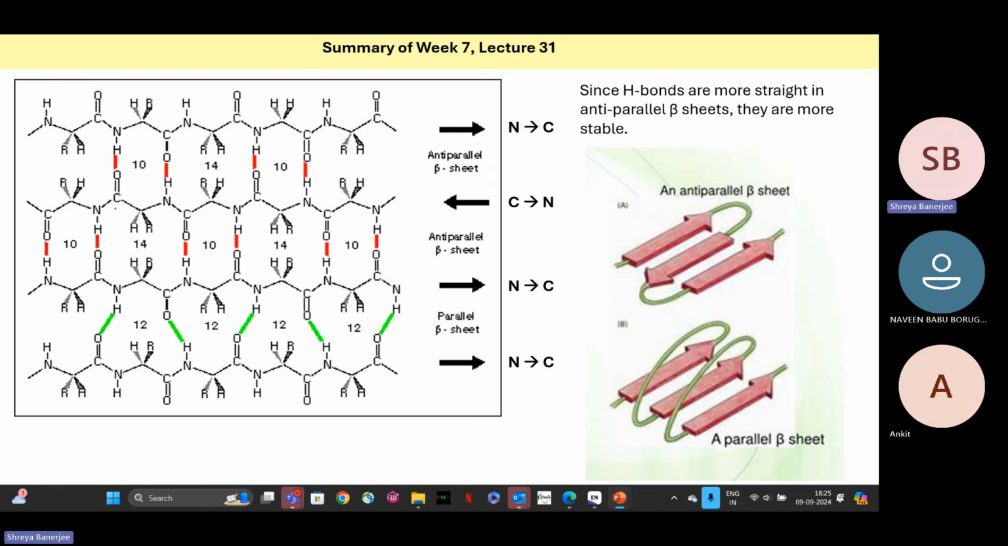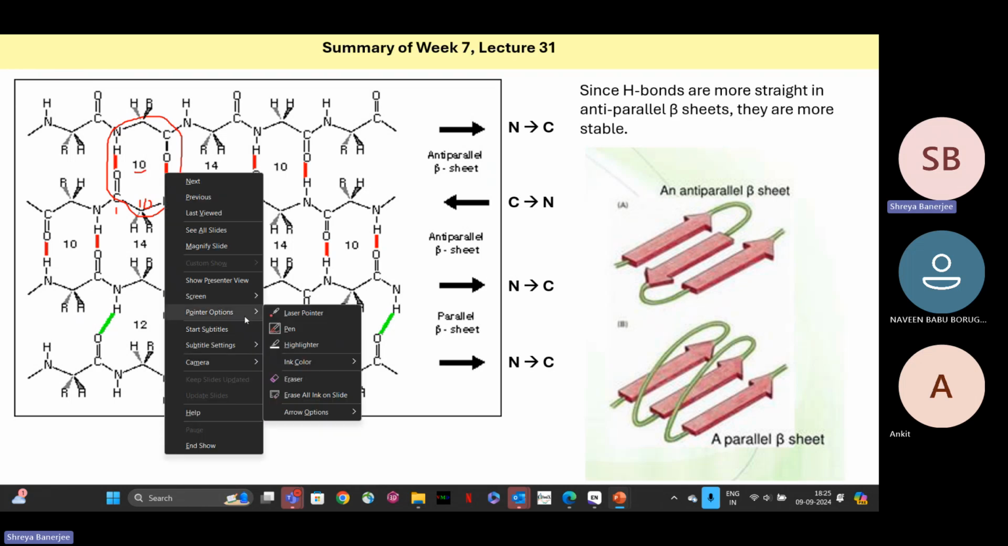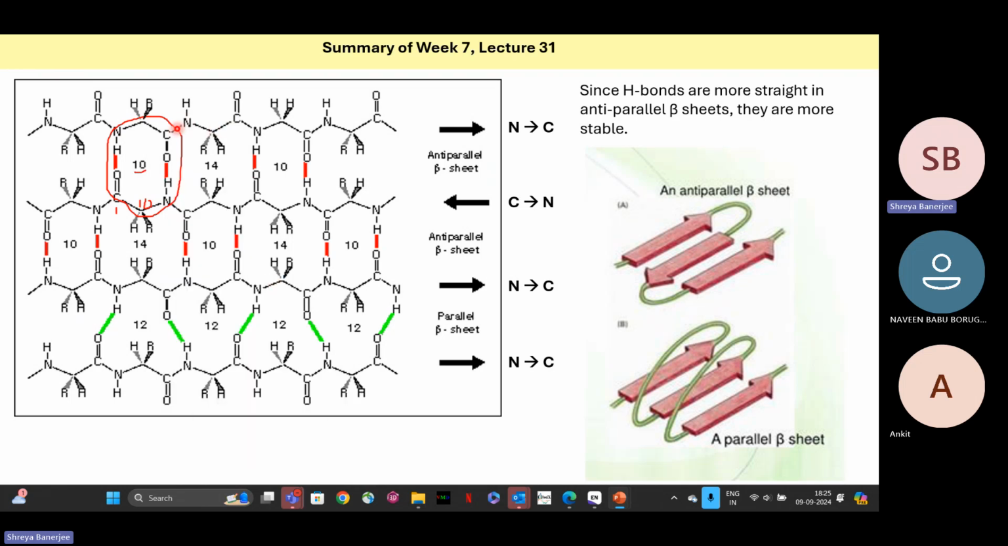from this carbon as 1. So 1, 2, 3, 4, 5, 6, 7, 8, 9, then this atom becomes 10. So this entire thing is a 10-membered cyclic structure. So it's written as 10. Similarly, if you count the number of atoms in the next cyclic structure, you will see 14.